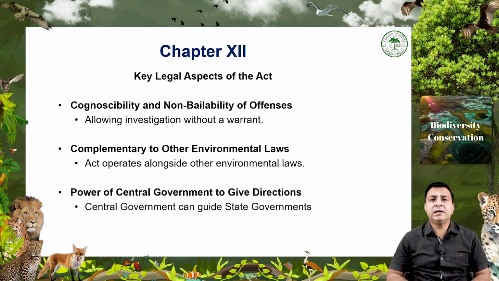The central government may direct any state government on how to implement the provisions of this Biological Diversity Act, ensuring uniform execution across all the states of India.